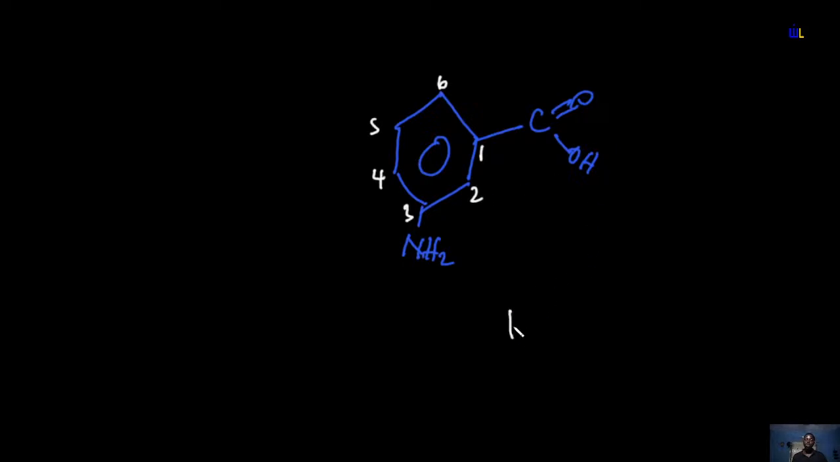So the parent's name is going to be benzoic acid. Now, if I have an attachment of an amine group, because the amine is not higher than the benzoic, it is going to occur as a substituent. So to name this, it is now going to be amine. But where is this amine attached? It is attached to the third carbon. So this is going to be 3-amine or amino benzoic acid.